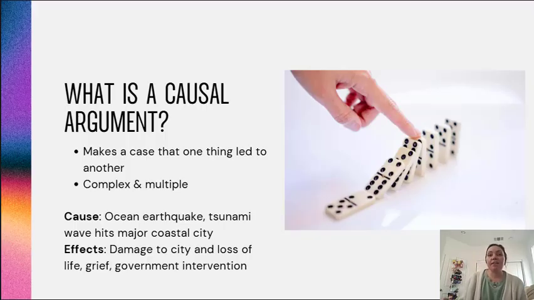And so then we can look at the effects of that cause. Because of this ocean earthquake that caused the tsunami, there is damage to the city. There might be loss of life, there might be grief, there might be government intervention, right? And so you may have to make an argument about what has caused a particular issue in relation to this tsunami. Maybe it has something to do with government intervention and the appropriate way to intervene, something like that.